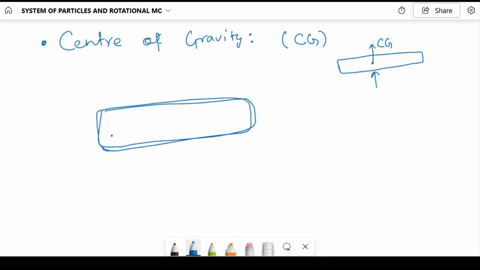So this extended body is a system of particles, infinitely many particles. Let's say this is the first particle having mass m1, then it will experience a downward force due to this acceleration, due to this gravitational pull. It will experience a force m1g, and in the same way, all the other particles will experience this kind of gravitational force.